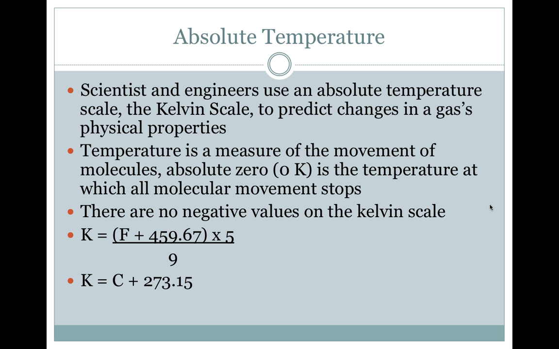Absolute temperature. Scientists and engineers use an absolute temperature scale, the Kelvin scale, to predict changes in a gas's physical properties. Temperature is a measure of the movement of molecules. Absolute zero, or 0 Kelvin, is the temperature at which all molecular movement stops. There are no negative values on the Kelvin scale. And then there you have our two formulas to convert from Celsius to Kelvin and from Fahrenheit to Kelvin.